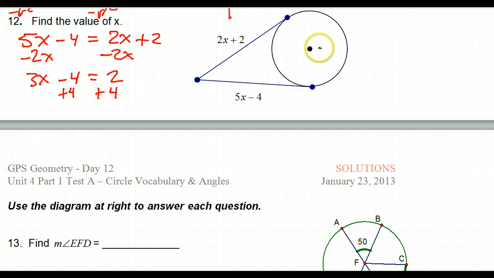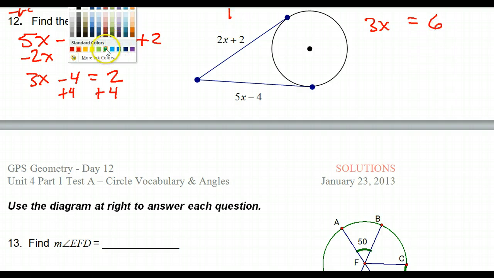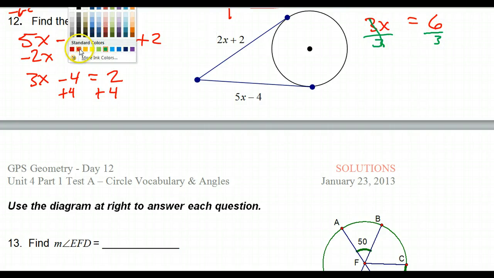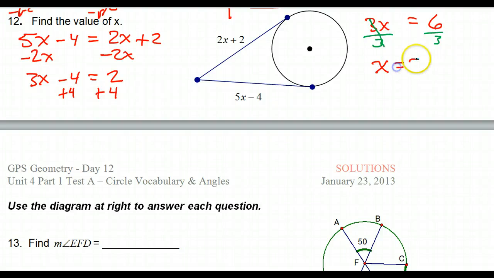Go ahead and add 4 to both sides, bring it over here, so that'll be 3x is equal to 6. Go ahead and divide by 3. And I get x equals 2. Alright, that was the value of x.